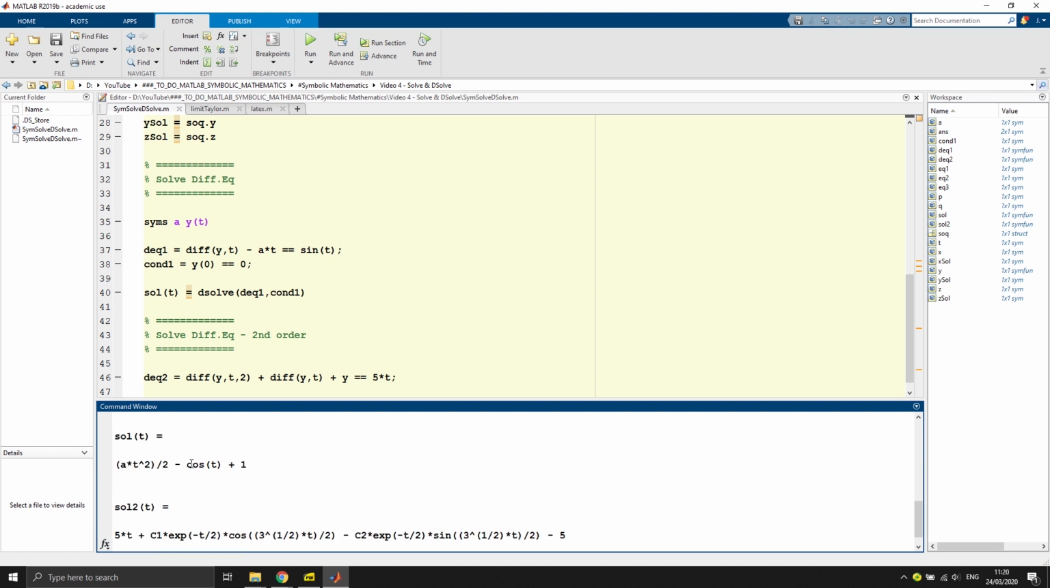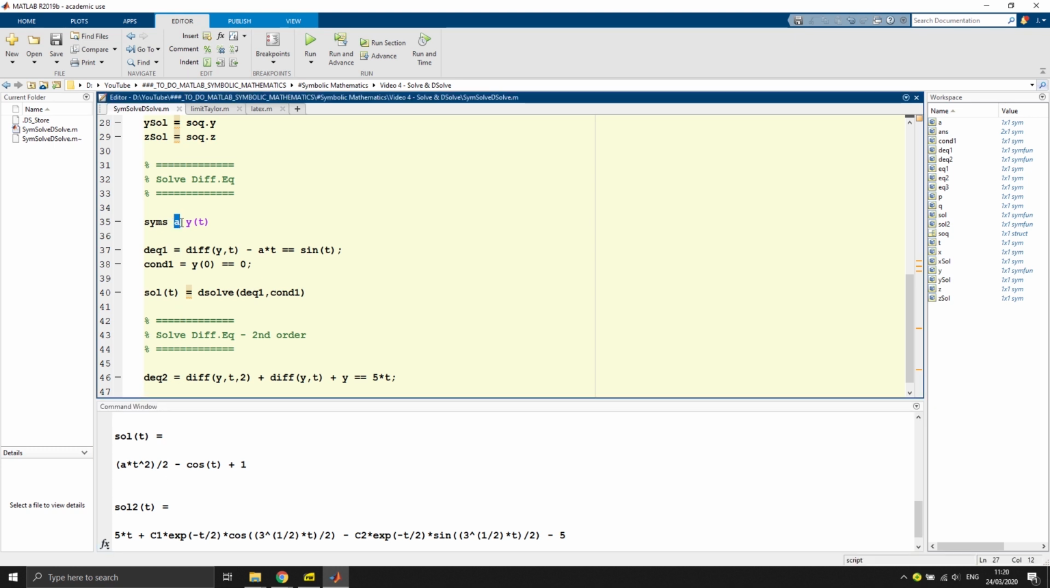Let's move on. So in the next step we will solve a first differential equation, and you will see it's very easy to do. We define a symbolic object called a and y of t. Then our first differential equation is y dot, which you have to define by writing diff y comma t, so that means y is derived after t, so y dot minus a times t equals, again with a double equal sign, sine of t. And we give our initial condition, which is con 1 equals y of 0 equals 0.